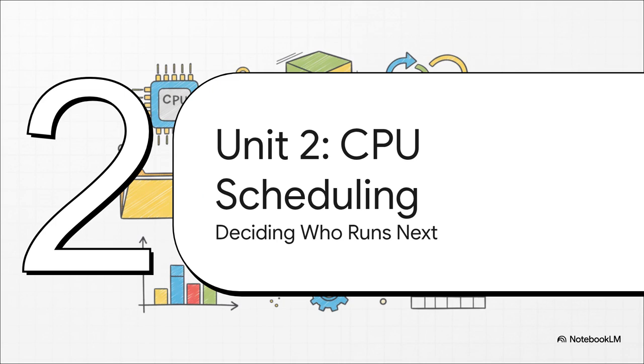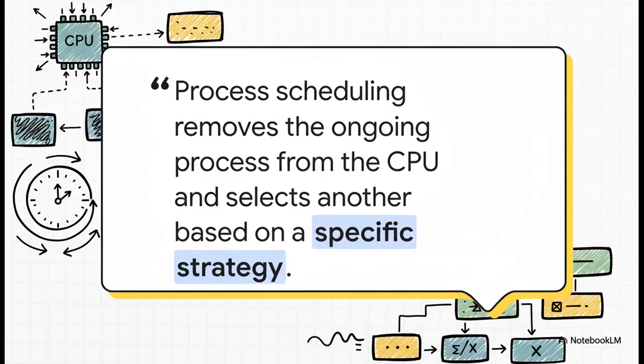Okay, let's move on to Unit 2. So, you've got all these processes in the ready state, and they all want to use the CPU. How in the world does the OS decide who goes next? Well, that's the super important job of the CPU scheduler. And the key word there is strategy. This isn't just random. The OS has very specific goals. It wants to keep the CPU busy all the time, and it wants to minimize how long you, or your programs, have to wait. It's all about efficiency and fairness.